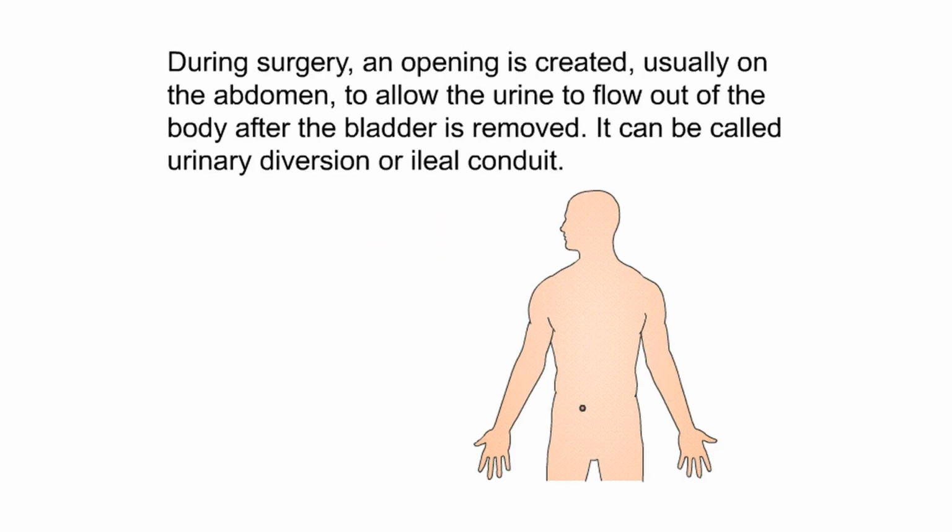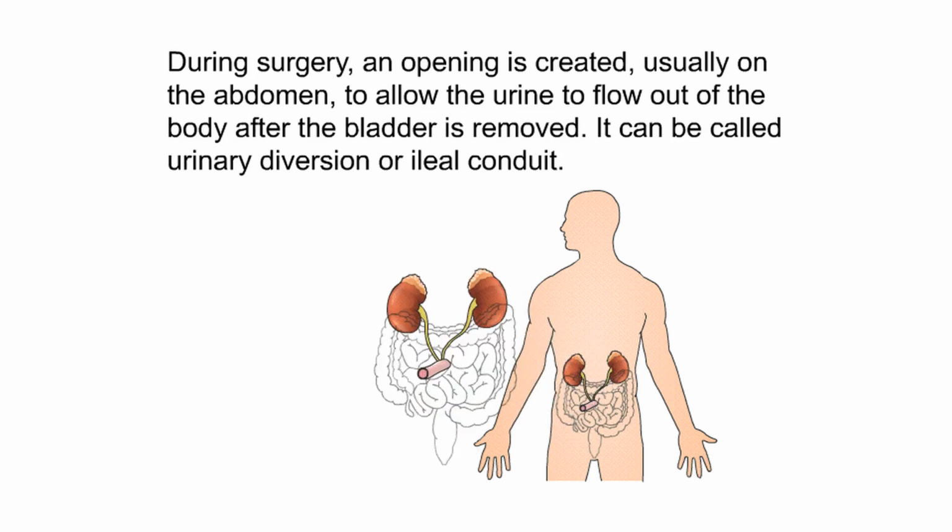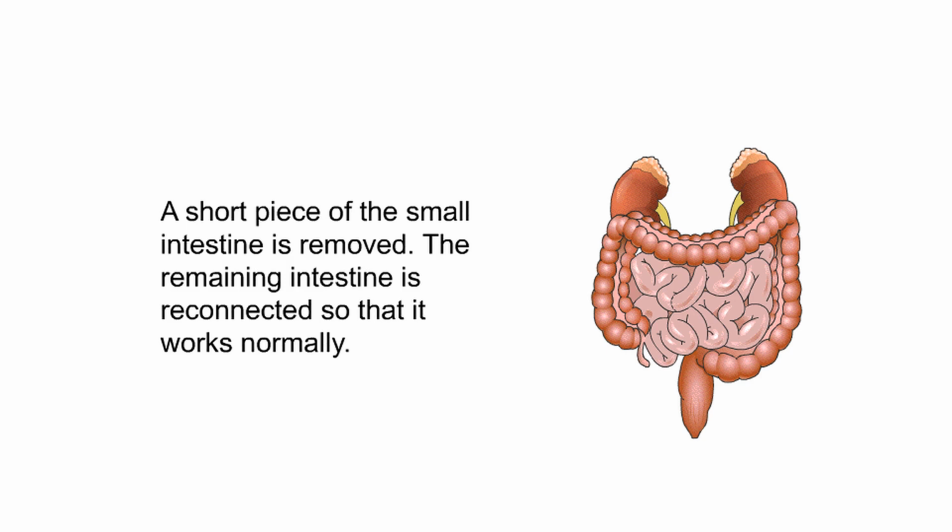Urostomy. During surgery, an opening is created, usually on the abdomen, to allow the urine to flow out of the body after the bladder is removed. It can be called urinary diversion or ileal conduit. A short piece of the small intestine is removed. The remaining intestine is reconnected so that it works normally.